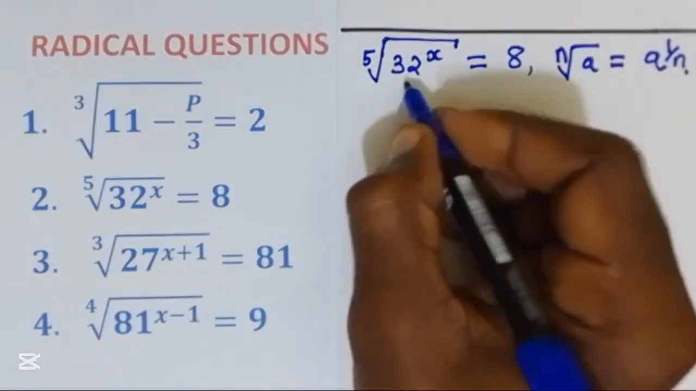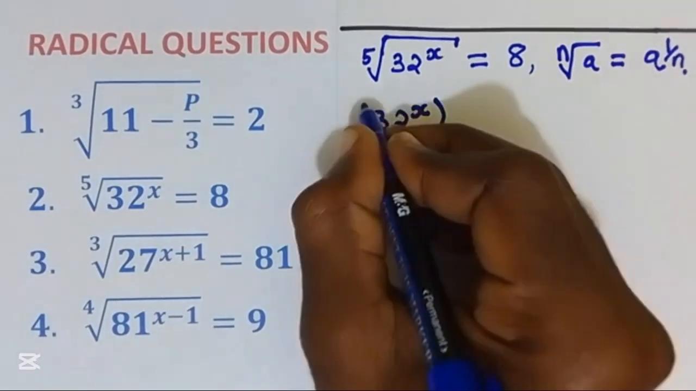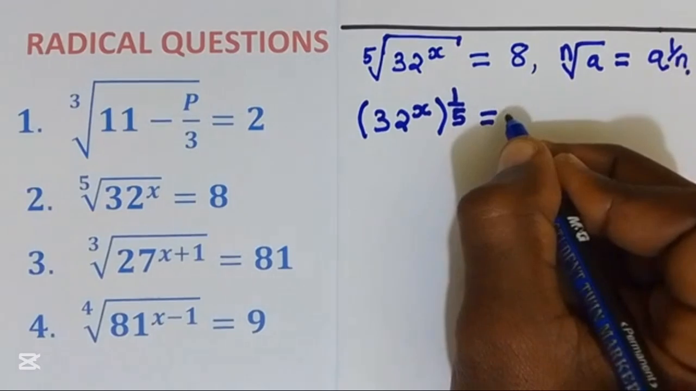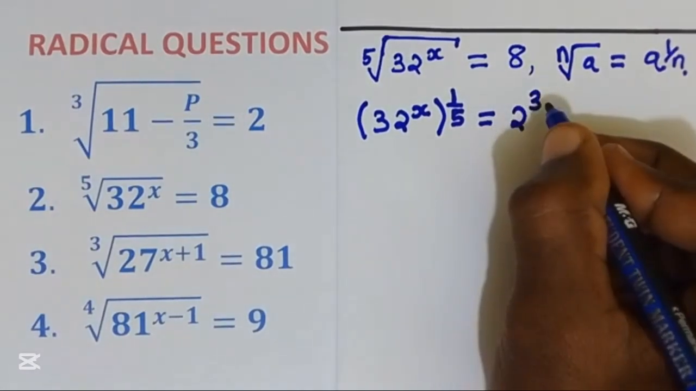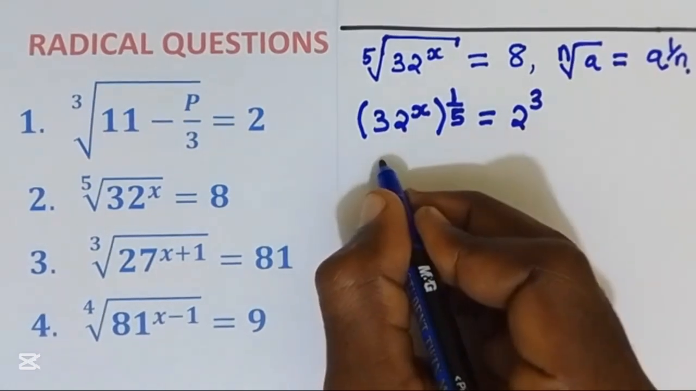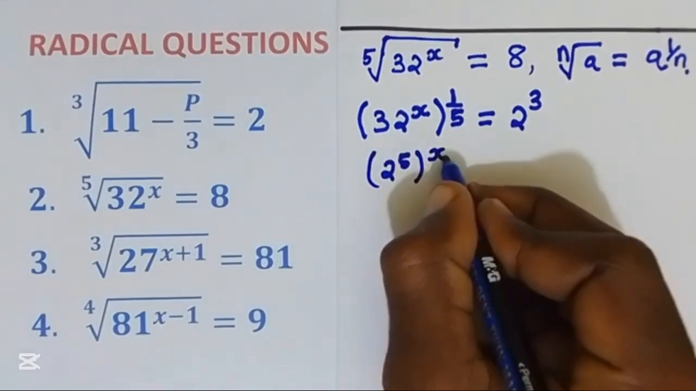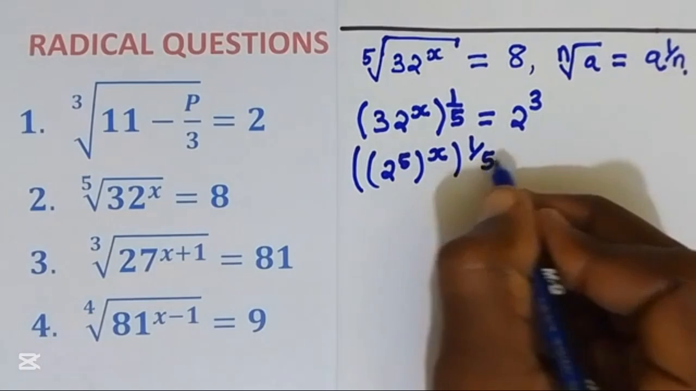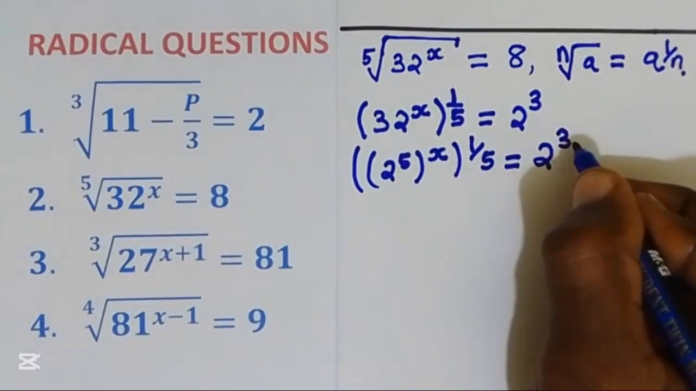That is going to be 32 power x, all power 1 over 5. This is equal to 8, which is the same as 2 power 3. But 32 also is the same as 2 power 5. That is 2 power 5, power x, power 1 over 5, equal to 2 power 3.